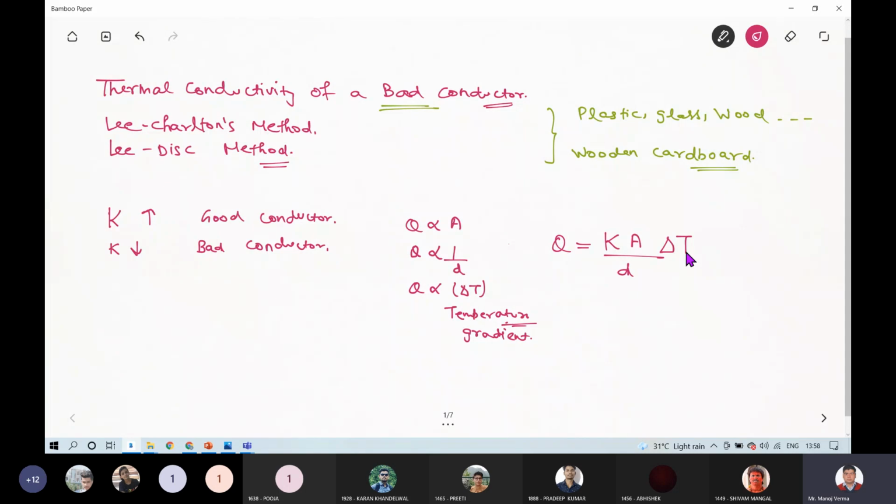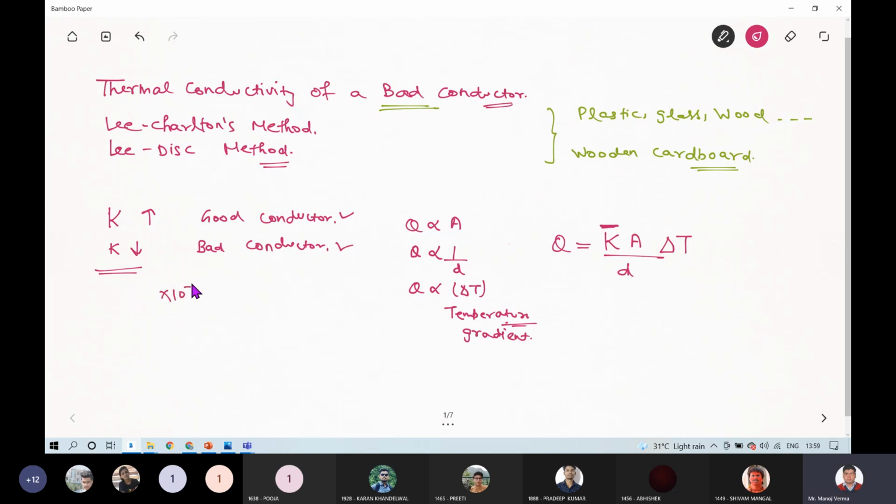Similarly, more is the area of cross section, more will be the heat transfer, and less will be the length of the conductor, more will be the heat transfer. And all these proportionality signs are removed, and there is a constant which is called the coefficient of thermal conductivity K. And of course, the value of this K will be high for good conductors and low for bad conductors. So in this particular experiment, we have to calculate this value of K for a bad conductor. So yes, we are going to have a value which is very low.